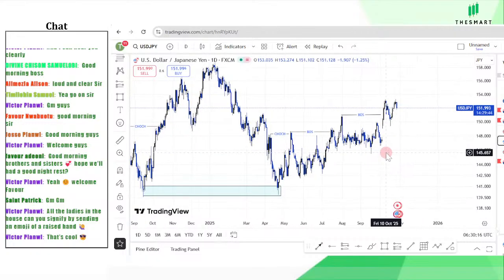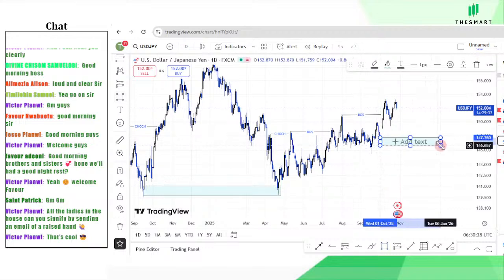So looking at the daily picture, we have our demand zone here, and we have this high. So from the daily, this is the last demand zone we want to see price come back into. This is on the daily time frame.